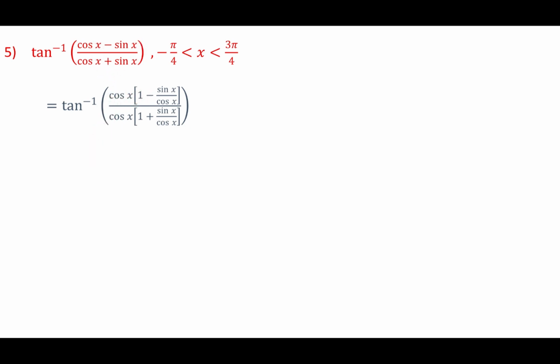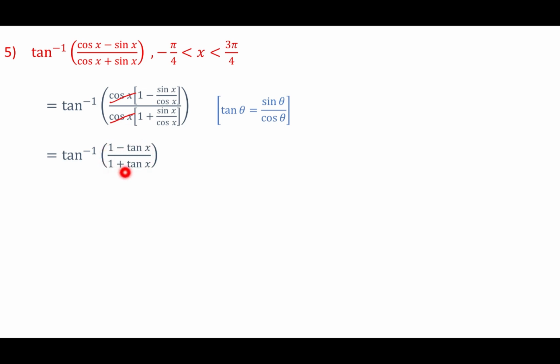And here you can cross out cosine x over cosine x, because they are in the numerator and denominator. And we know that sine over cosine is tan. So in place of sine x over cosine x, I will write tan. So it will be tan inverse of 1 minus tan x over 1 plus tan x.